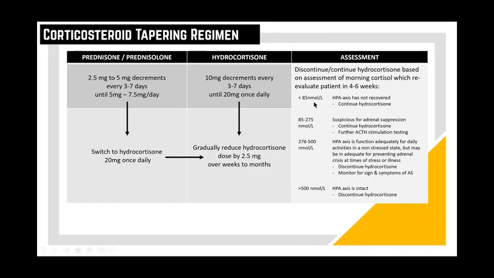So let's say the morning cortisol level is less than 85 nanomole per liter. It means that the HPA axis of that patient has not recovered yet. So the patient needs to continue the hydrocortisone drug. For those who already reached more than 500 nanomole per liter of cortisol level in early morning, it shows that the HPA axis is intact. So they can discontinue the hydrocortisone drug.